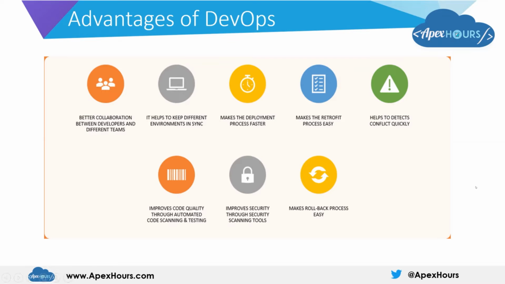And the last point that I would like to mention is the rollback process. When you are deploying something to production and some issue is happening, it's very common that you might need to roll back all your changes. And if you are maintaining a proper repository, you are going to have a previous version of your code, which you can always deploy to your production and roll back the current changes.